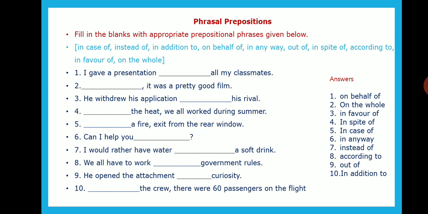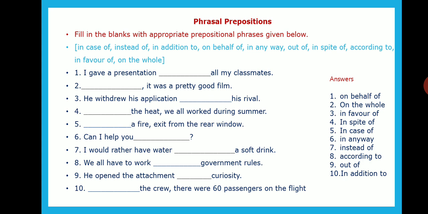Let's go to the next slide. Here you have the exercise that is given in your textbook. So, in the bracket, they have given a list of phrasal prepositions. You have to use them appropriately in the sentences given below. So first one, I gave a presentation dash all my classmates. Which one will be the correct? You have to add each one and see if it fits in. On behalf of all my classmates. That is the correct answer. I gave a presentation on behalf of all my classmates.